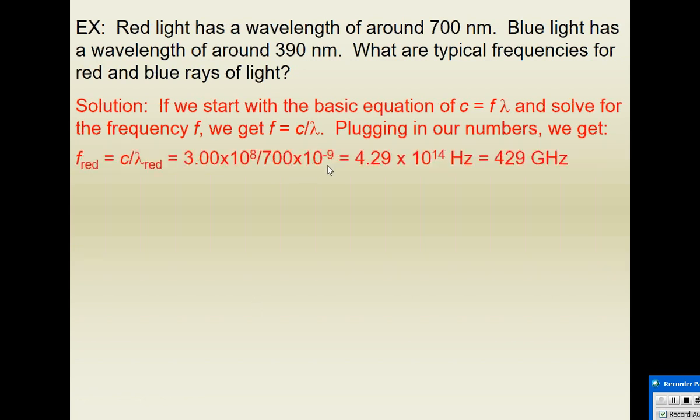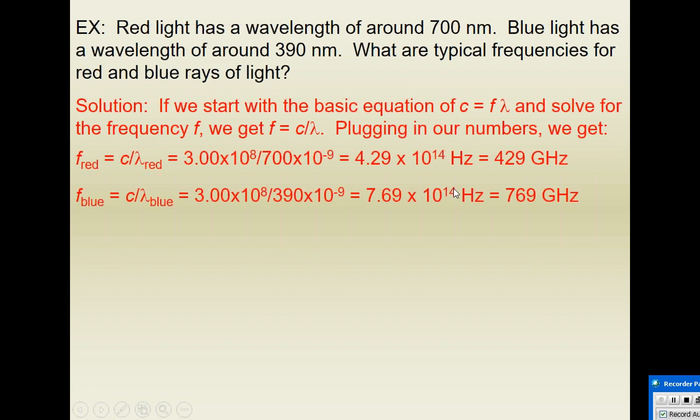Now be careful how you use your calculator. You should independently check and see that you can generate the number 4.29 times 10 to the positive 14 hertz. That is 429 billion hertz, 429 billion oscillations per second. If this were a test question, you would probably see the answer written as 429 gigahertz. With blue light, it's the same calculation, just with a different number.